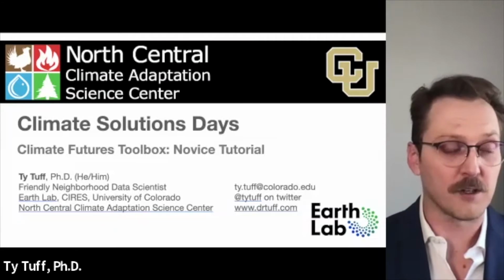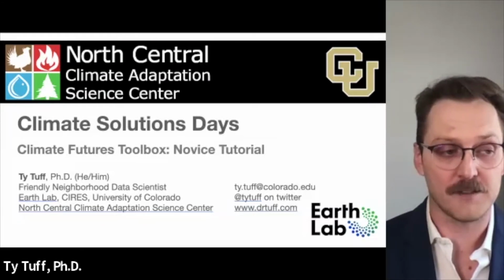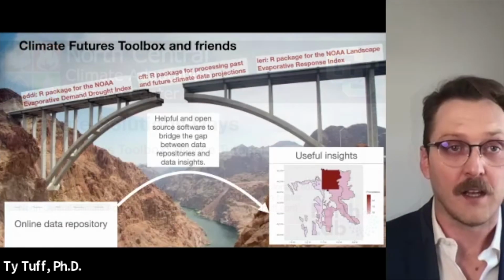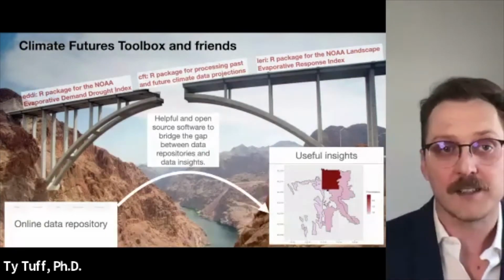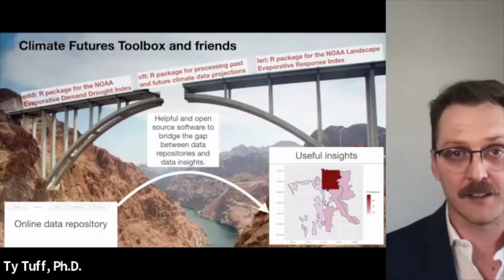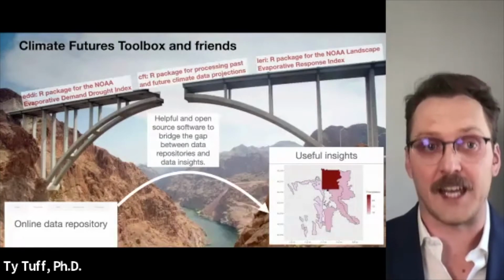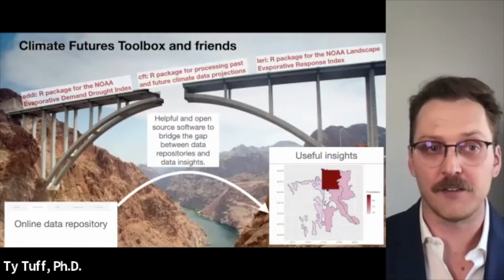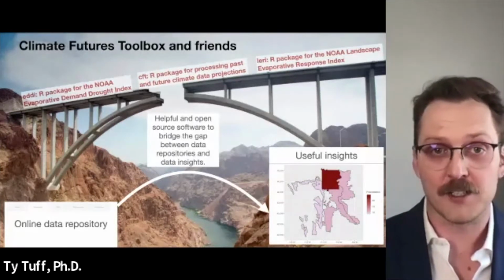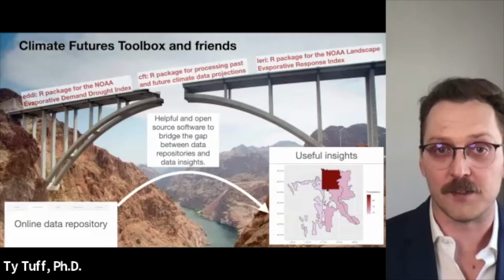If you go to Earth Lab's GitHub page, on there you'll find a repo for CFT. And the Climate Futures Toolbox is part of a larger suite of things that we're doing at Earth Lab and at NC Cask, which is all about making useful insights easier to gain. So on the left, you see that we have some generic online data repository. And on the right, we have a map that actually shows differences in precipitation between national park systems.